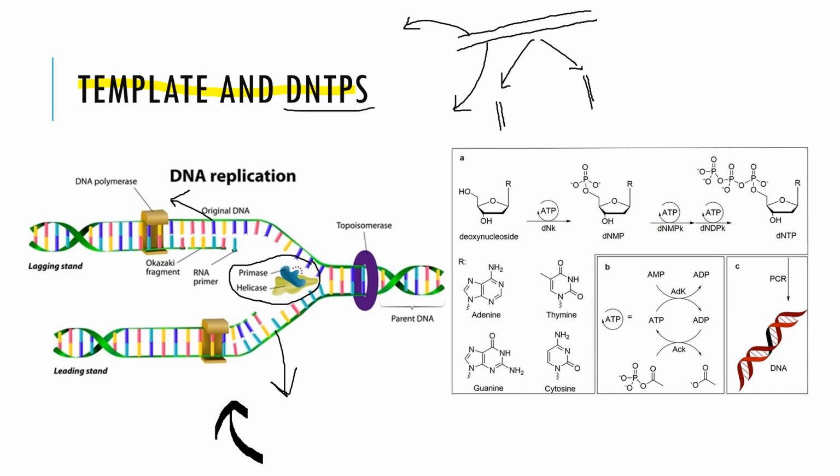Next are the dNTPs. What are the dNTPs? dNTPs are deoxyribose nucleotide triphosphates. During the process of DNA replication, there are 4 types of dNTPs. Number 1 is adenine, which has a double ring structure, and guanine is also a double ring structure. Cytosine is a single ring structure and thymine is also a single ring structure. So these four dNTPs are used during the process of DNA replication.